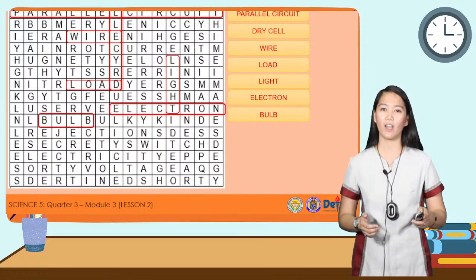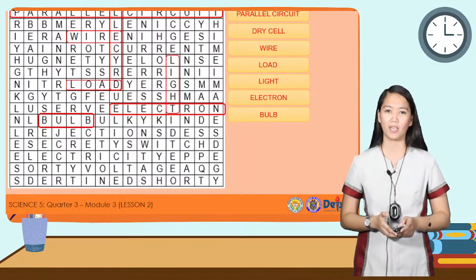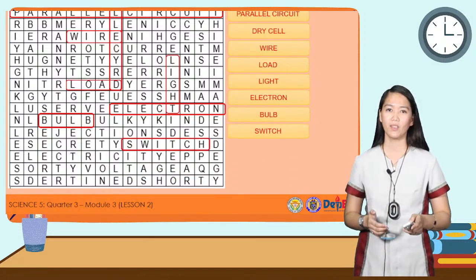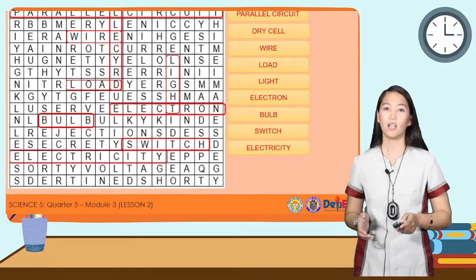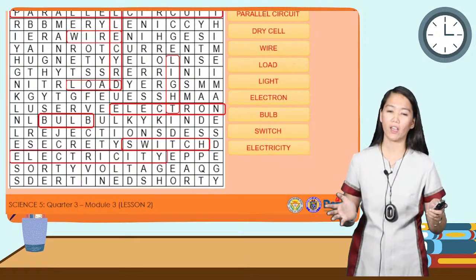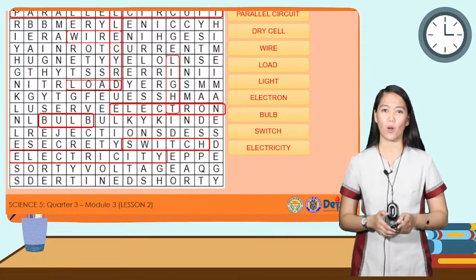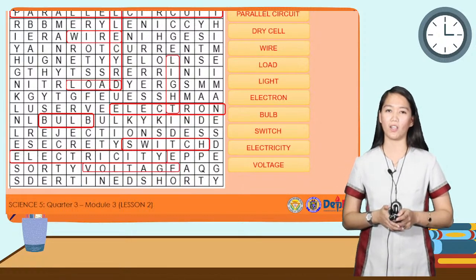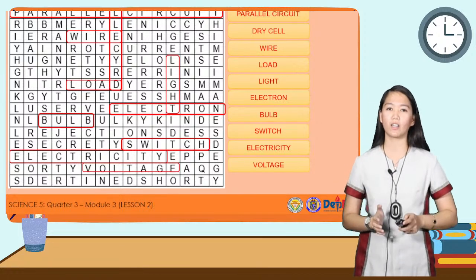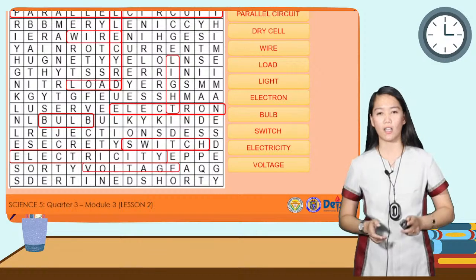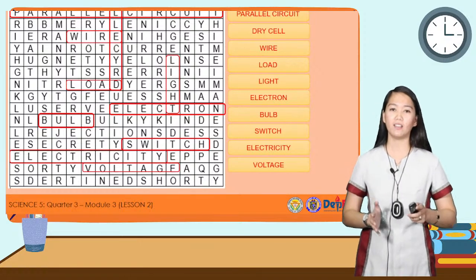Another word, we have bulb. Okay, next. We have the switch. Okay. And the last, ninth word, we have electricity. Okay. How about the last one? We have the voltage. Okay, so those are the 10 words associated with parallel circuit.